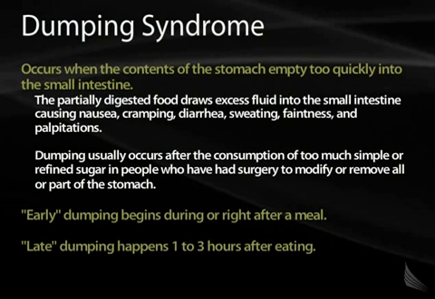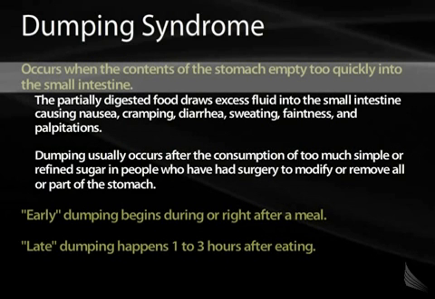Next, we'll talk about dumping syndrome. And again, patients can present clinically with cramping and diarrhea, as well as sweating and faintness. Dumping syndrome occurs when contents of the stomach empty too quickly into the small intestine, or literally the contents are dumped out from the stomach instead of the nice controlled release that we talked about, which is mediated by hormones such as cholecystokinin.